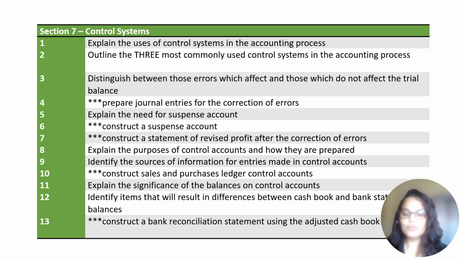Section 7, Control Systems. Prepare journal entries for the correction of errors. Construct a suspense account. Construct a statement of revised profit after the correction of errors. Construct sales and purchase ledger control accounts. Construct a bank reconciliation statement using the adjusted cash book.